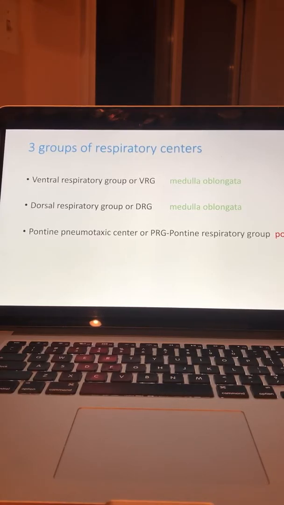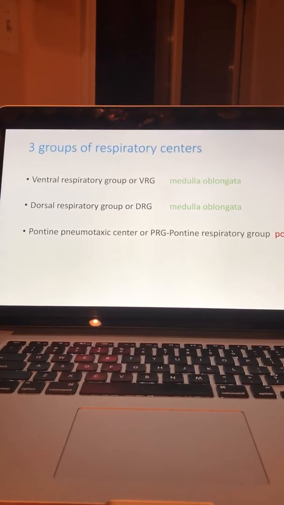The DRG, which is the dorsal respiratory group, is also located in the medulla oblongata. The DRG receives input from the body, and then it tells the VRG to change its rate or to modify the respiratory rate as needed.